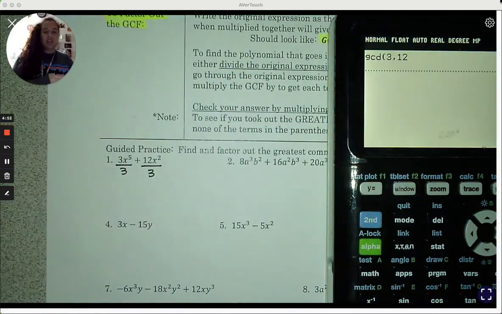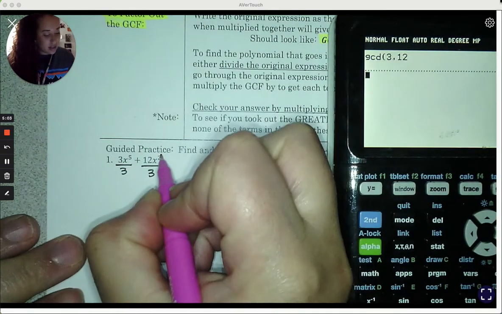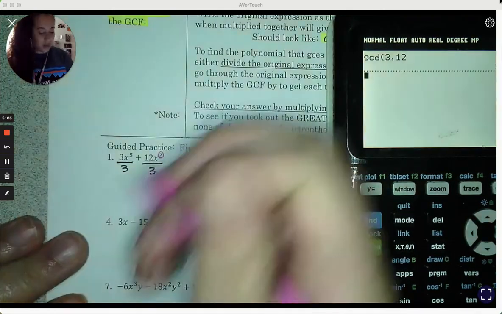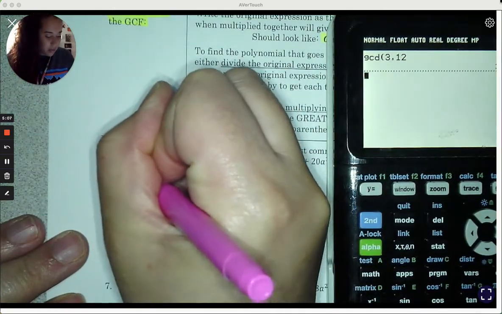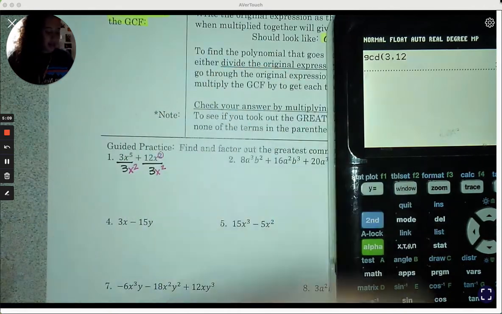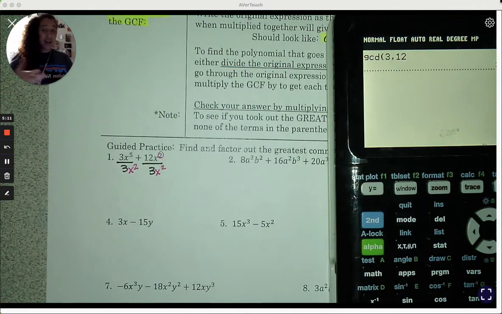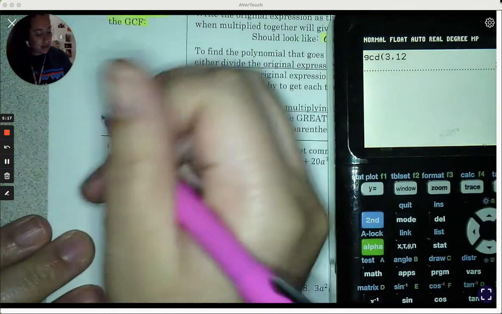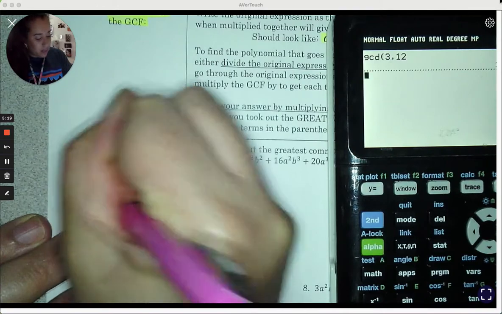And now I'm going to look at the x's because they both have x's in common, but now I need to find the one that has the smallest exponent. So the one with the smallest exponent is the squared. Okay, so I'm going to divide by 3x squared. Okay, does that make sense? Because that right there is our greatest common factor, and so that's going to go on the outside of the parentheses. 3x squared.